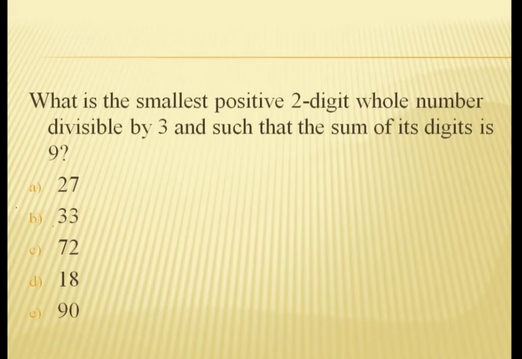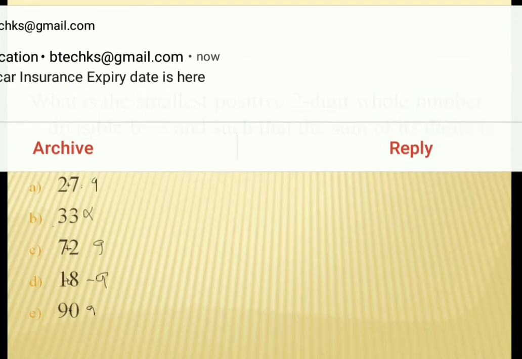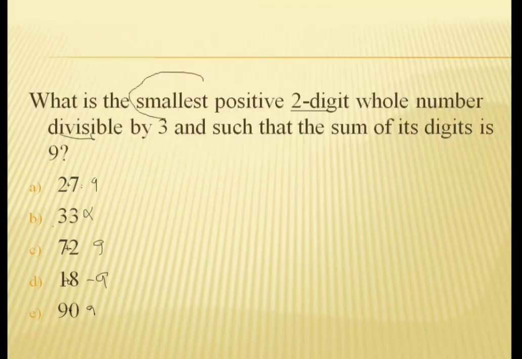What is the smallest positive 2-digit whole number divisible by 3 such that the sum of its digits is 9? For this question we can go through the options and check it easily. Sum of digits 9 means 2 plus 7 is 9, 3 plus 3 can be eliminated as the sum is 6, 7 plus 2 is 9, 1 plus 8 is 9, and 9 plus 0 is 9. So the sum of digits for the other four options is 9.